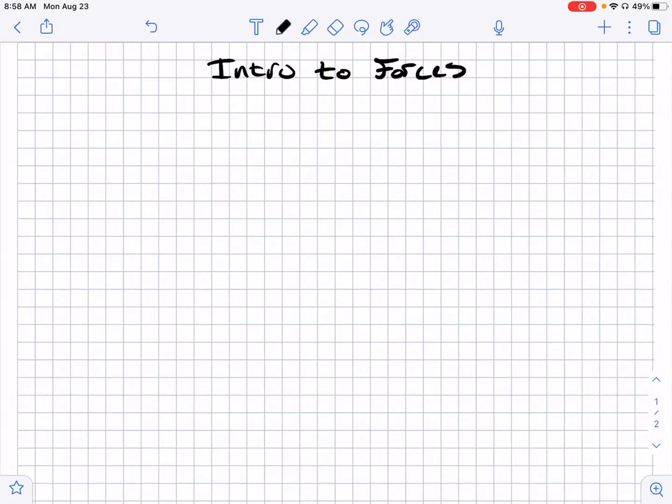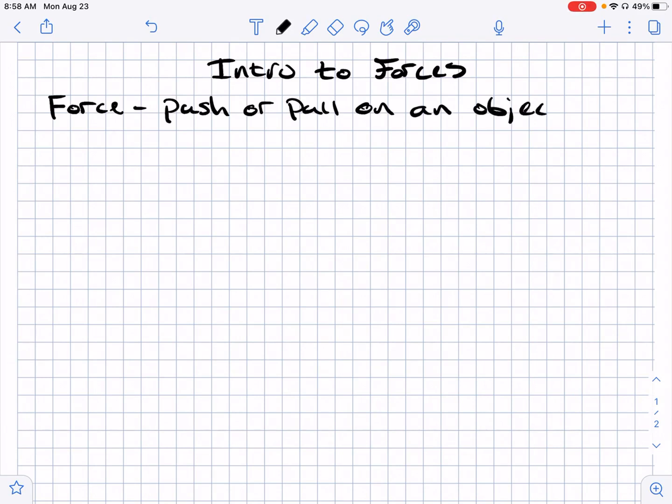Hey there, we're going to go over some notes to kind of introduce us to forces. A force, you probably learned a little bit about this in middle school. The basic definition is that it is a push or pull on an object. So, that's just the basic definition of a force.